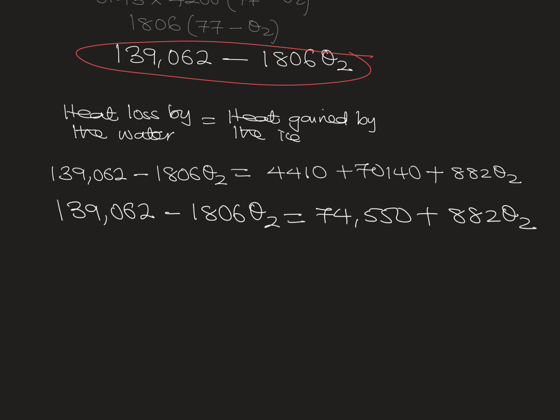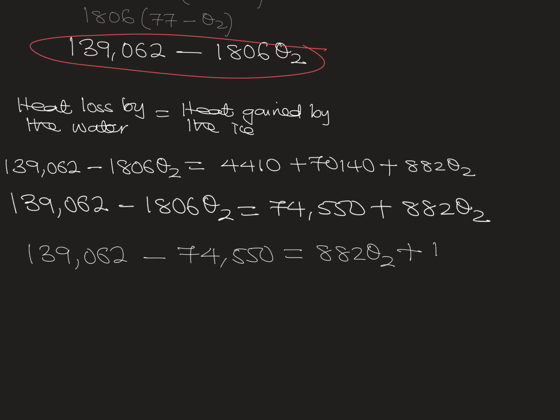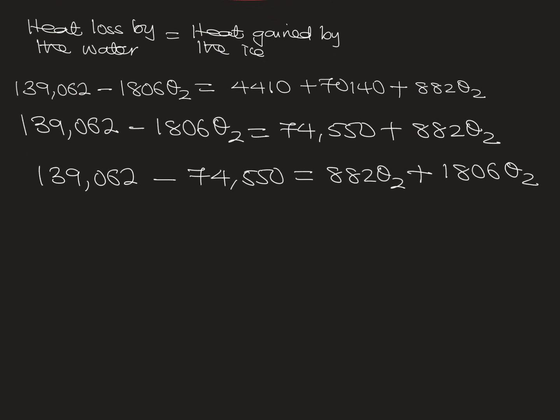We can collect like terms. We can say 139062 minus 74,550 is equal to 882 theta 2 plus 1806 theta 2. By collecting like terms, if minus 1806 theta 2 is going to the other side, it becomes positive.